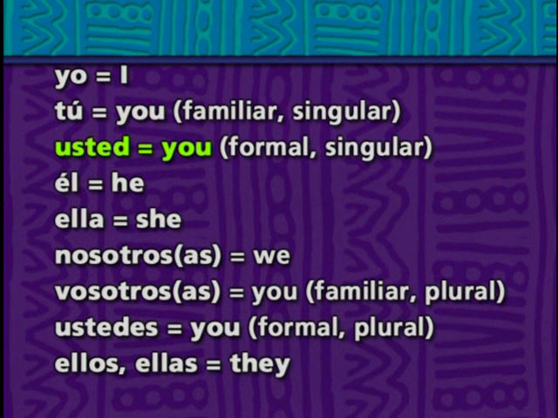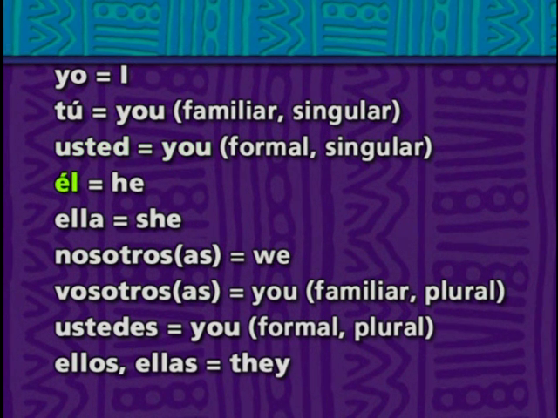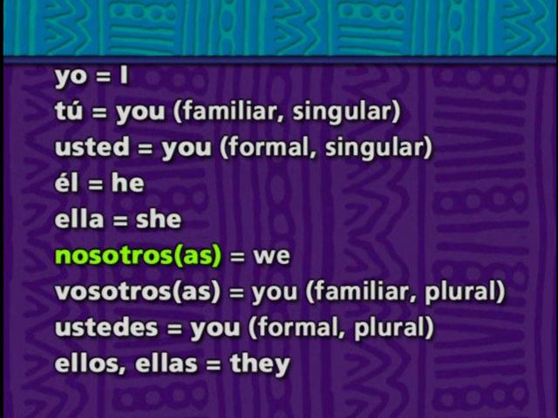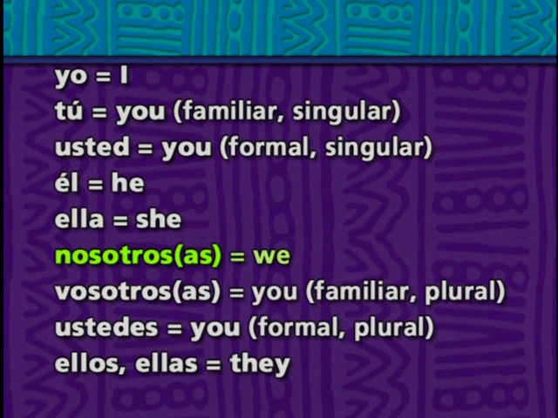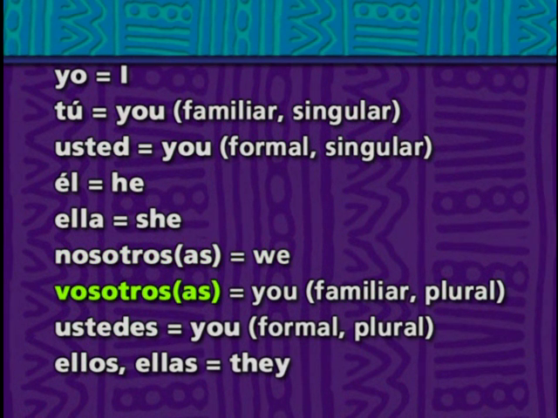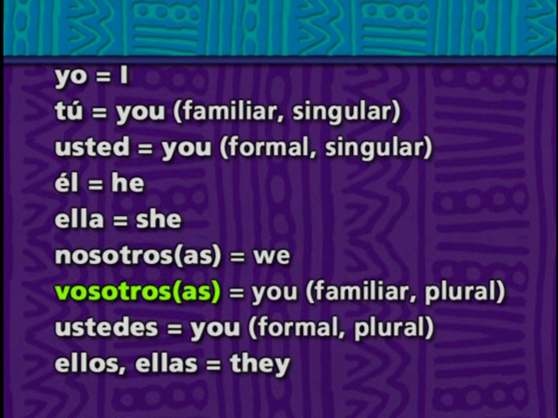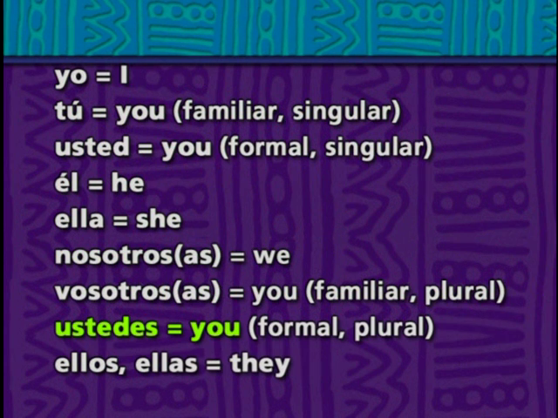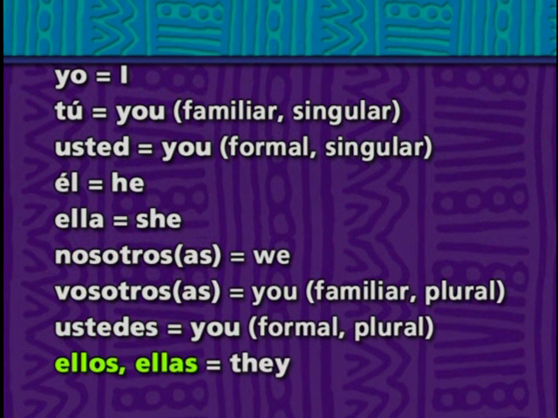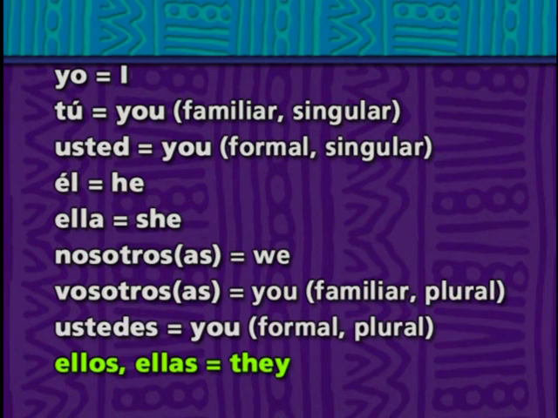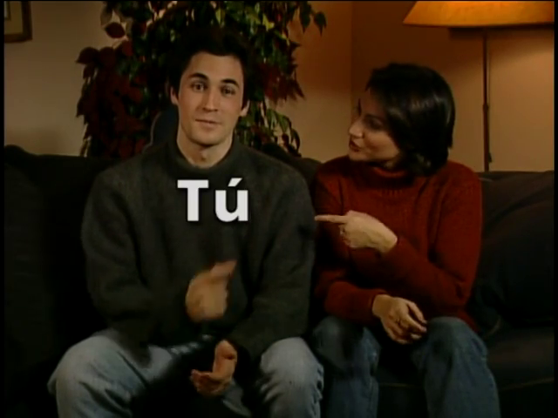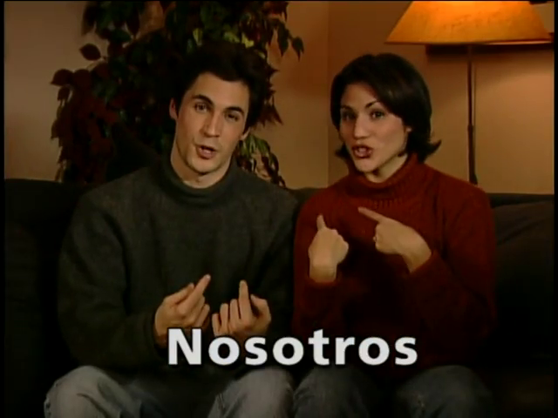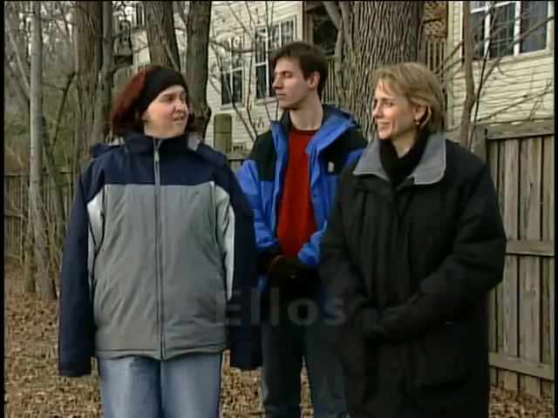use to say you to someone other than a close friend, él, which means he, ella, which means she, nosotros and nosotras, which are the masculine and feminine forms of we, vosotros, vosotras, used only in Spain, and it means two or more people you individually call tú, ustedes, the plural form of you, and ellos and ellas, the masculine and feminine forms of they.